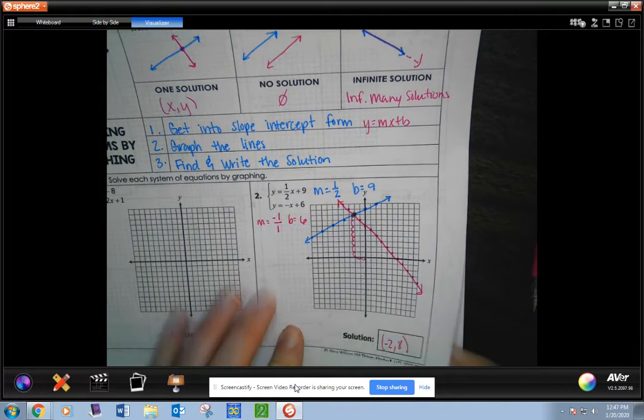Okay, we're going to flip to the back. For number 4, we have x plus 2y equals 4.